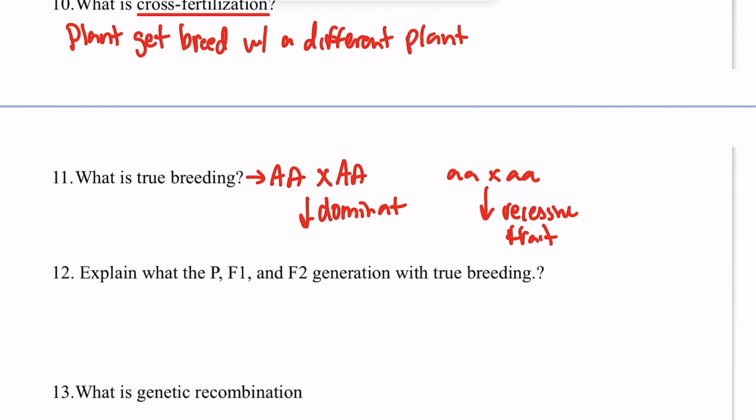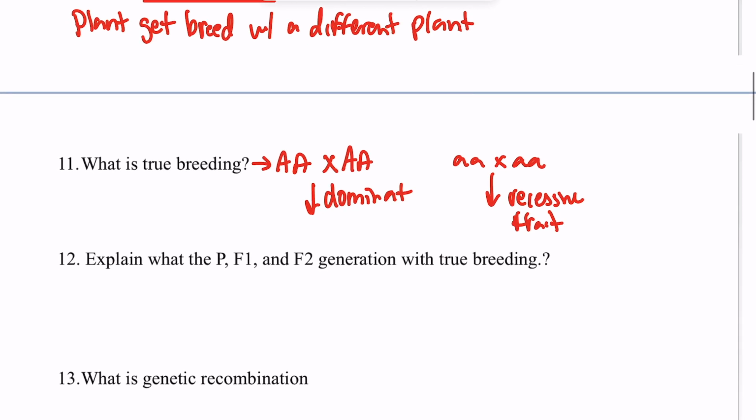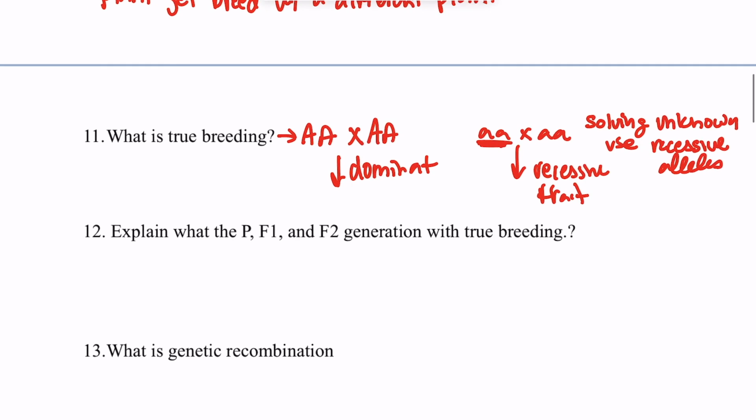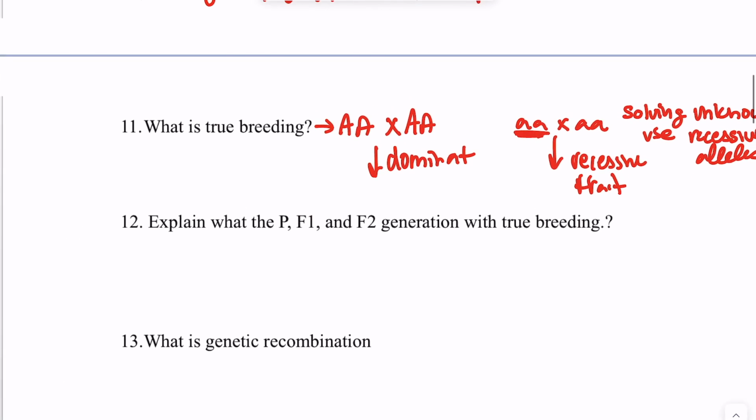You also will use this when you solve for an unknown. For the unknown ones, you want to use the recessive trait, the recessive alleles. And we'll see an example of this. But if you're solving for an unknown, use the recessive trait or recessive alleles. If you use dominant, it's not going to tell you anything because it's still going to express dominant even if it's heterozygous, right?